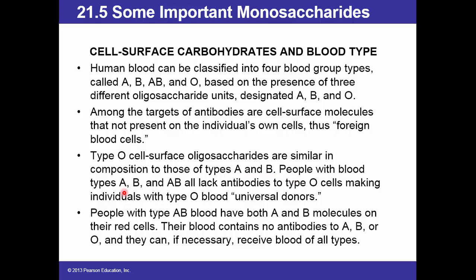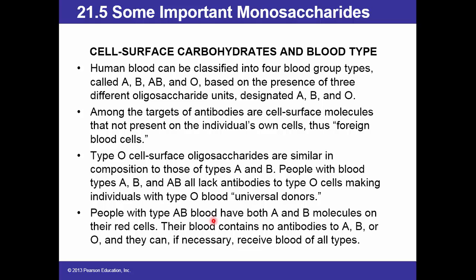People with blood type A, B, and AB all lack antibodies to type O cells, making individuals with type O blood universal donors. So type O blood is universal donor, can give to all other types.